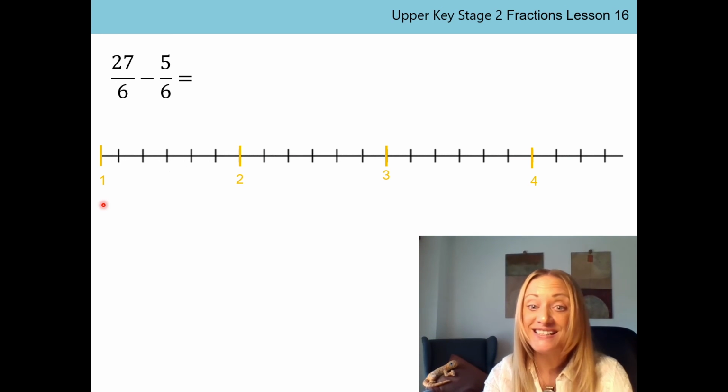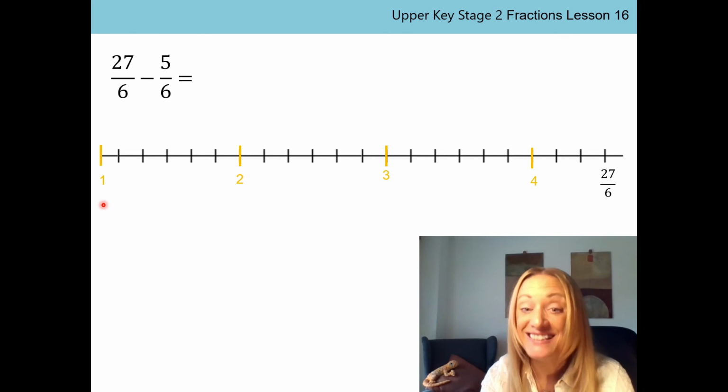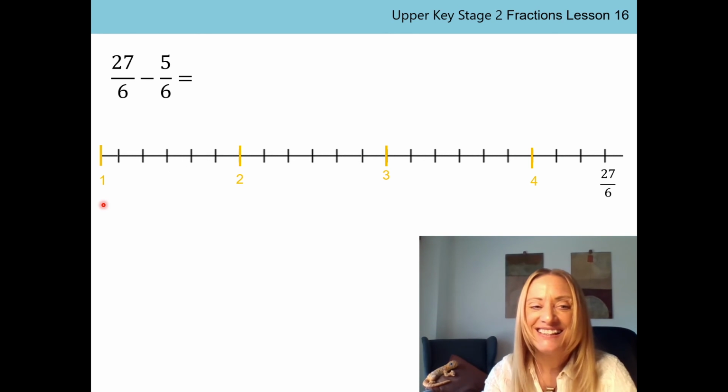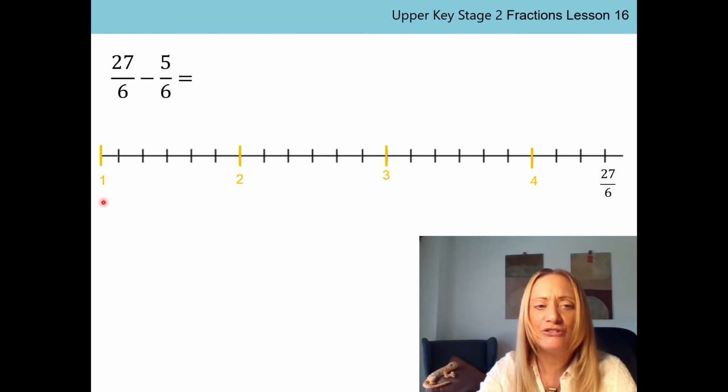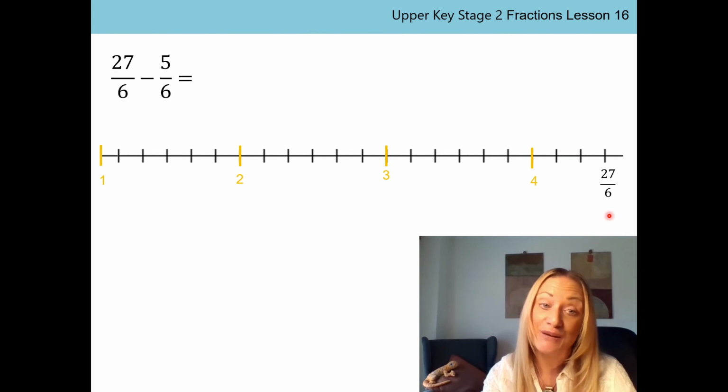Okay, where did you put 27/6? Did you put it here? Did you put it there? Yes. Why did you put it there? We had to count up in sixths, didn't we? So let's do that. 6 sixths, 12 sixths, 18 sixths, 24 sixths, and then 25, 26, 27 sixths. Fantastic. So we know we got that in the right place.